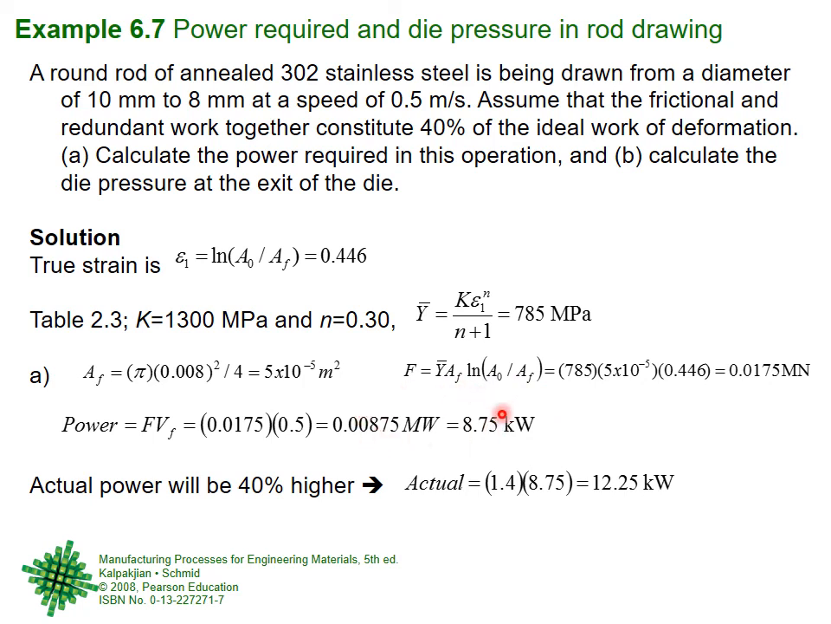Now this is only the ideal work. This is the ideal one. 40% higher, right? Add 40%, 1.4. So multiply this by 1.4, you have the power for the ideal plus friction plus redundant work, right? So this is it, that initially you do everything for the ideal and then finally you just add 40%.